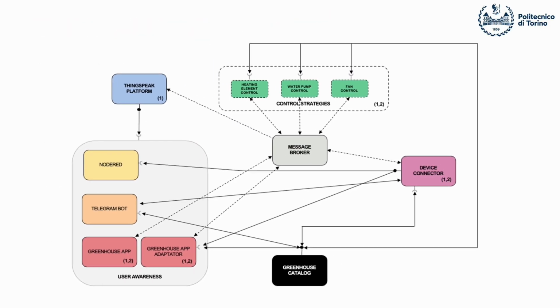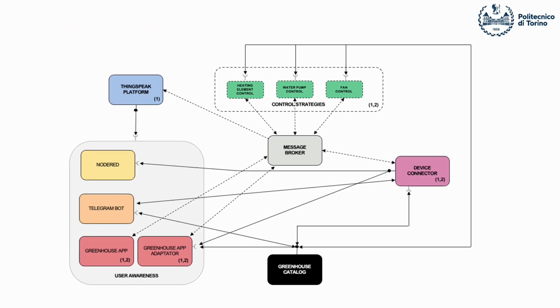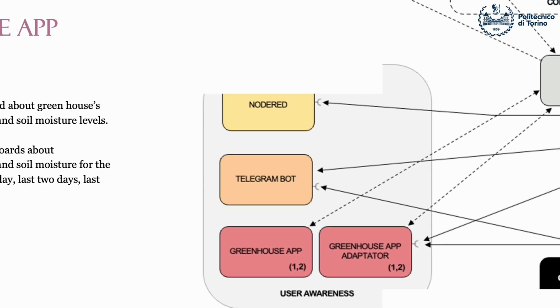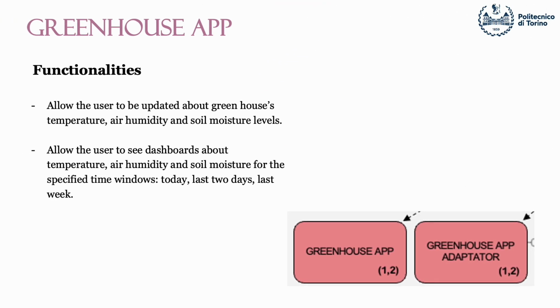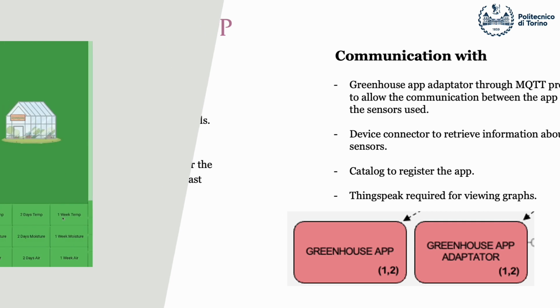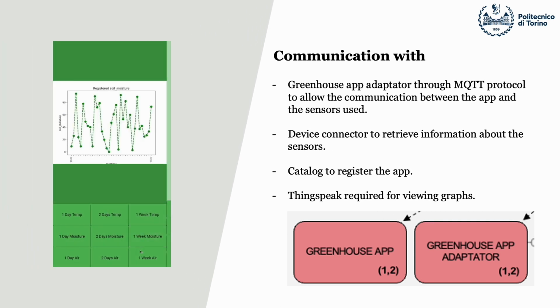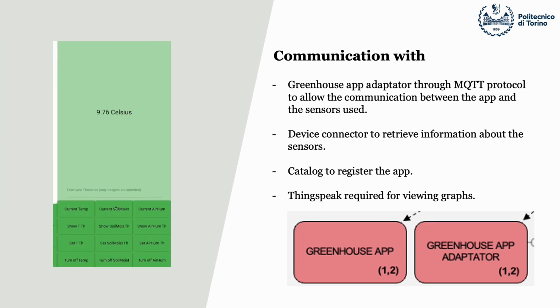In addition, we implemented our Greenhouse app by exploiting the Kivy Python framework. It provides the same functionalities as the Telegram bot, and also the communication with the other actors is similar. The only main difference is that our Greenhouse app needs to communicate with an app adapter through the MQTT protocol. This enables the communication through REST between the app and the sensors running in the local network.